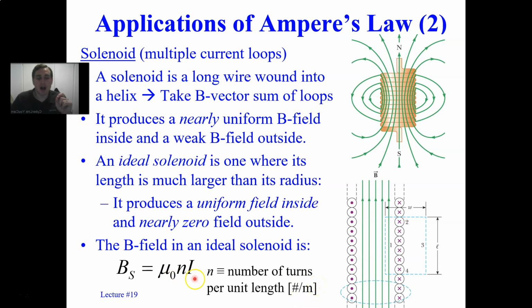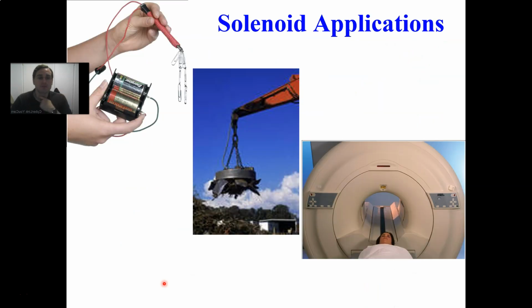And then notice that I is the electric current, and then there is our permeability of free space again. Again, that's 4 pi times 10 to the minus 7th Tesla meters per ampere.